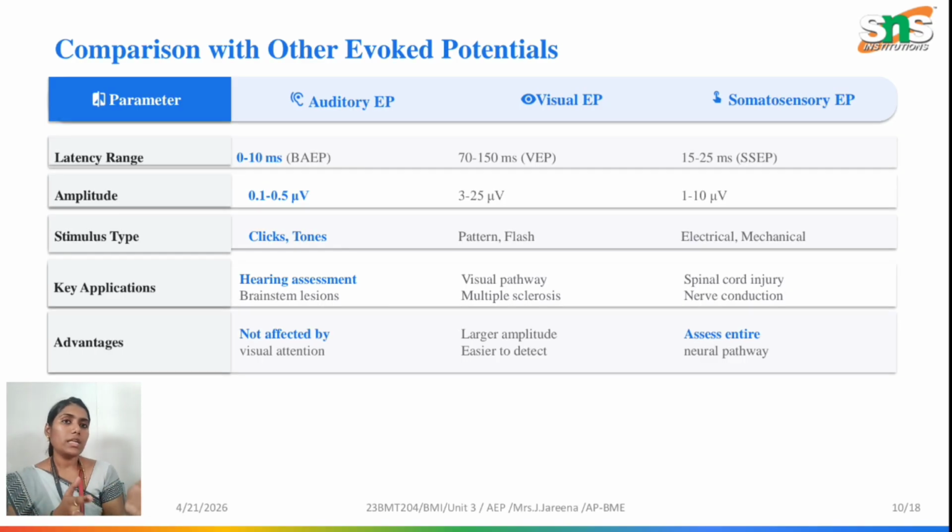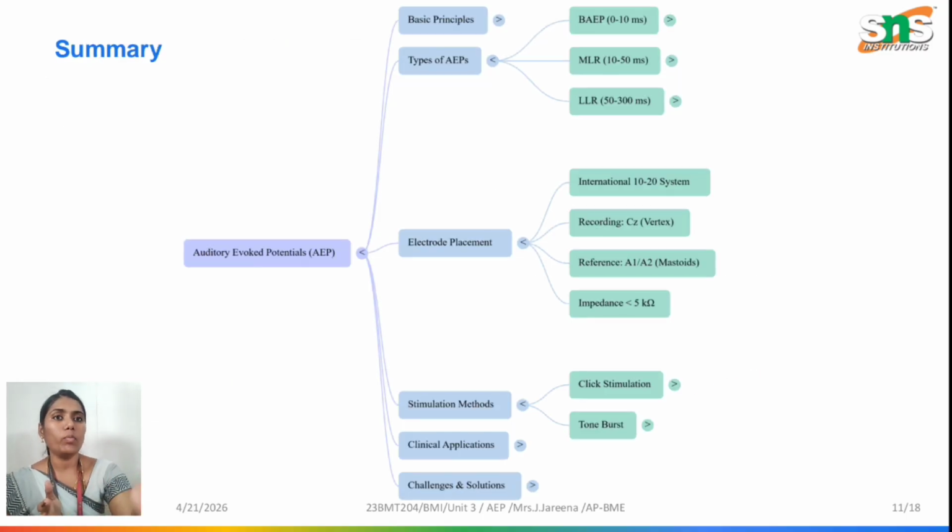So this is the comparison. You can see the different sorts of evoked potential, auditory, visual, and somatosensory, in terms of latency range, amplitude, what type of stimulus we can give, and what the different clinical applications are. Finally, the advantages of each type of evoked potential. So overall I have given a summary here.